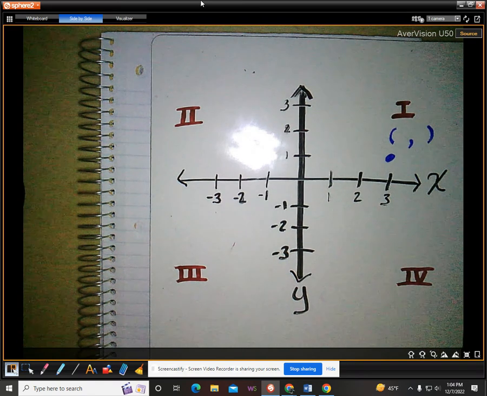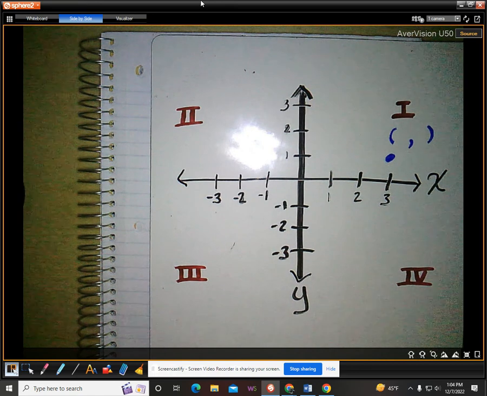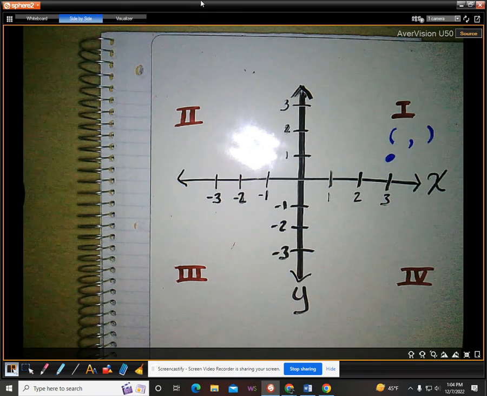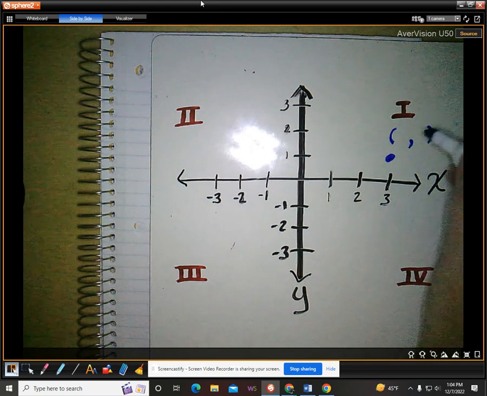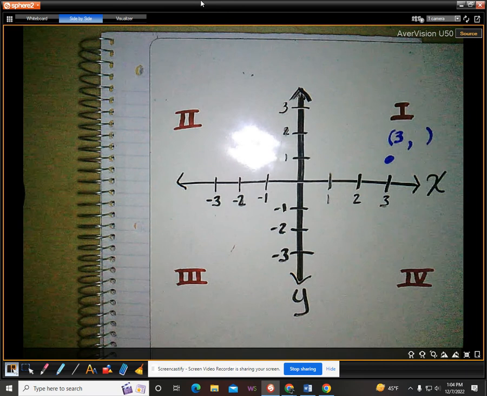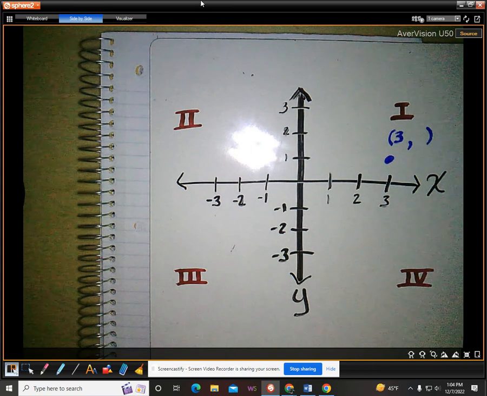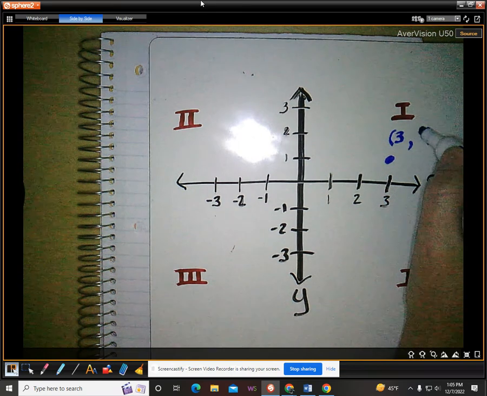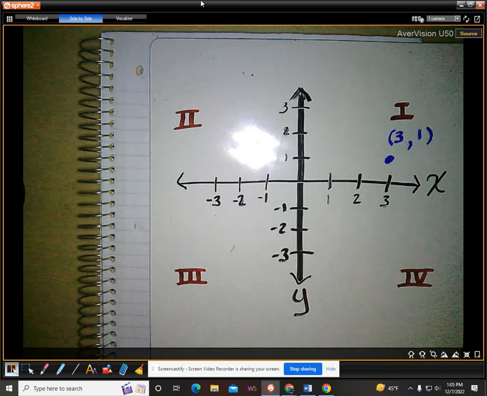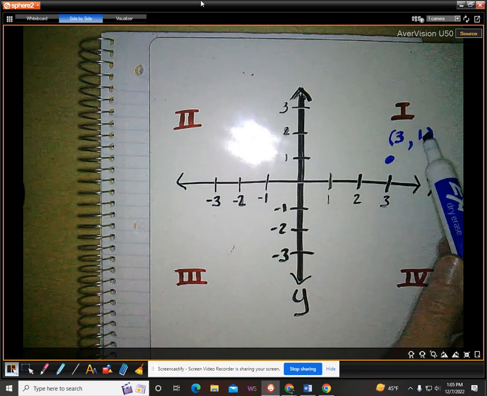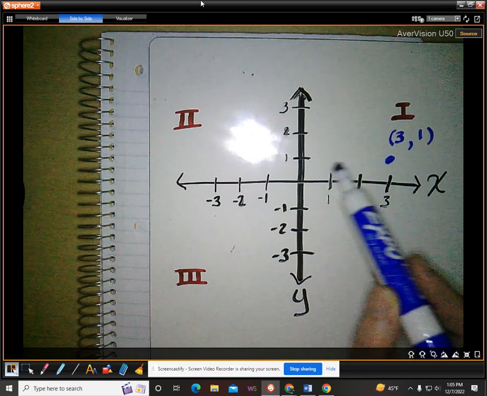What value on the X line is it with? X. X has to come first. Where is the blue dot in location to the X line? Kaylee? 3. 3. Absolutely. So that would be your X value. Where is it in relation to the Y line or the Y axis? Liana? 1. 1. So the ordered pair for that blue dot, 3, 1. It's at the 3 on the X, the 1 on the Y.